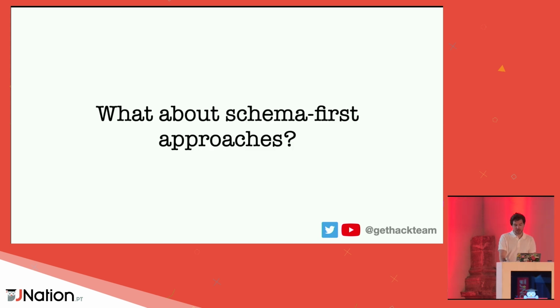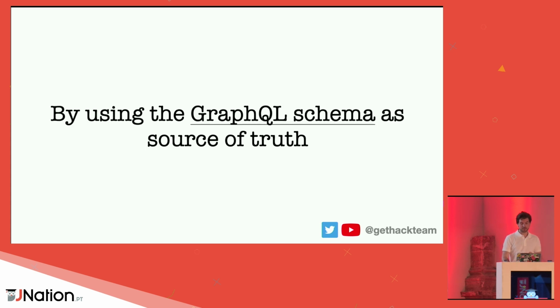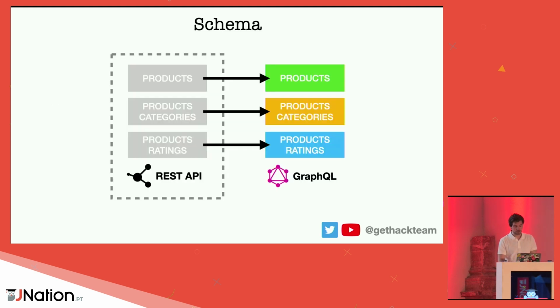So another approach you could take is a schema-first approach. At my company, we do this as well, but there are plenty of other examples where they do something similar. They typically use the GraphQL schema as a sort of source of truth, so you don't really create the resolvers. You would create a schema, and in the schema you would make annotations to the underlying endpoints.